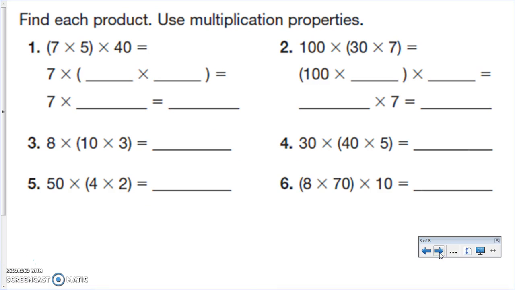So find each product. Use multiplication properties. So first we have 7 times 5 times 40. So what they want us to do is shift the parentheses, so use the associative property to put the parentheses around the 5 and the 40 now. Now we can multiply 5 times 40, which is 200. And then 7 times 200 is 1,400, which is a lot easier to do in our heads than trying to multiply 35 by 40.